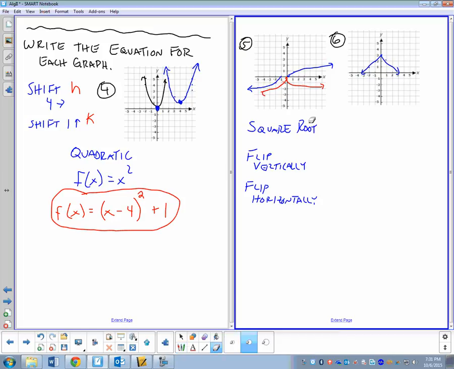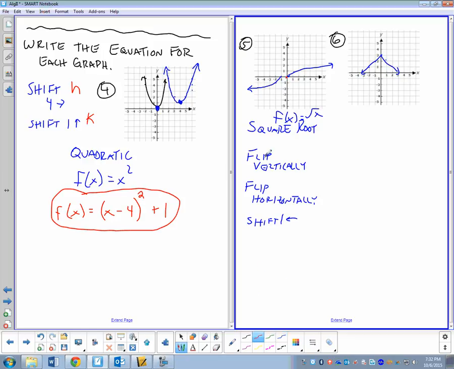There's also one other thing that's happened. That graph has shifted 1 to the left. You can see because instead of starting at the origin, it starts at -1, 0. Let's get rid of these for a second. So it's been flipped vertically, it's been flipped horizontally, and it was shifted 1 to the left. So normally, our square root function is f of x equals the square root of x. But obviously now, because we've done some stuff to it, it's going to change.